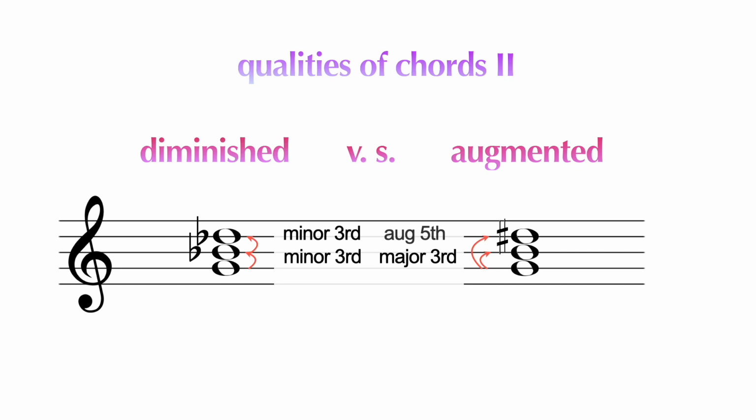Similarly, it is called augmented because there is an augmented fifth, but it is easier to consider the interval between the third and the fifth, which is a major third apart. So, for augmented triad, we have major third and major third. This is reasonable and easy to remember. For diminished triad, the intervals are minor third and minor third. For augmented triad, the intervals are major third and major third.